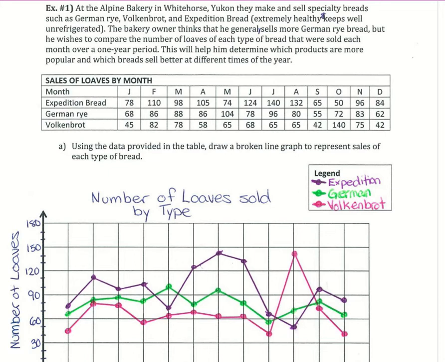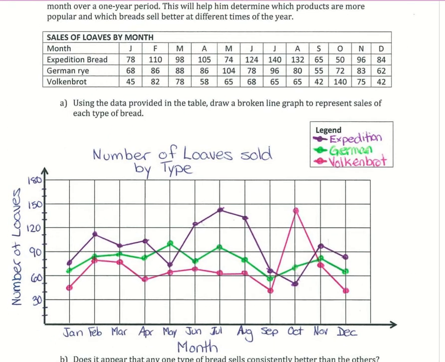So we're looking at a bakery in Whitehorse, and they make 3 types of bread: German rye, Volkenbrot, and Expedition. All right, and there's a little bit more information on there. See here they give you a table of values and give you data. And with this data, you have to take that and create a graph with it. In this case, we're going to try to create a broken line graph. And so we have to understand how to take this data and organize it inside of our graph.